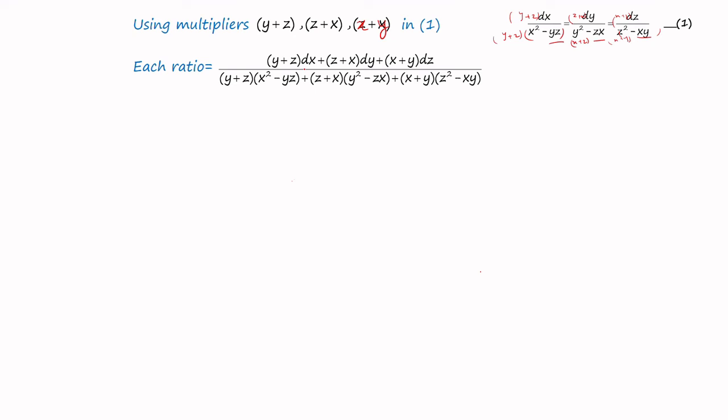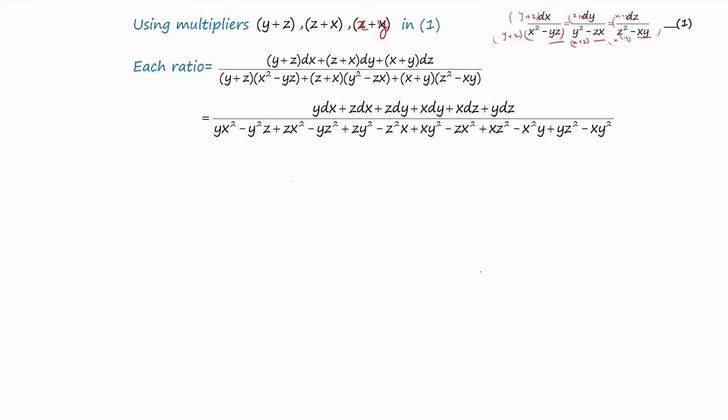So (y plus z) dx plus (x plus z) dy plus (x plus y) dz, divided by y plus z into y squared x squared minus yz, plus z plus x into y squared minus zx, plus x plus y into z squared minus xy. Now you have to multiply each and every term. So y into dx is y dx, plus z dx, plus z dy, and then x dy, plus x dz plus y dz. Next term is y multiplied with these two terms, yx squared minus y squared z.